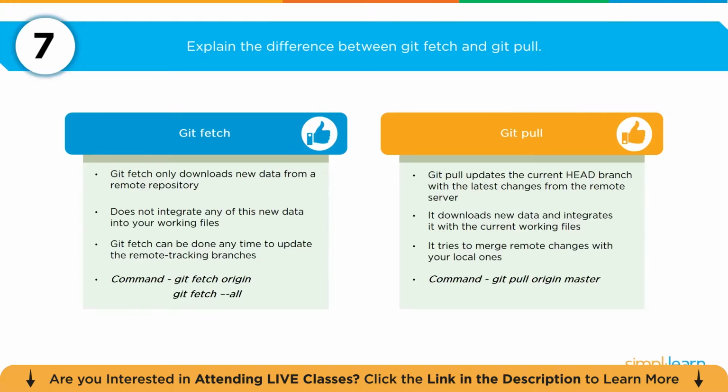In contrast, Git pull updates the current head branch with the latest changes from the remote server. So you get all of the files downloaded. It downloads new data and integrates it with the current working files you have on your system, and it tries to merge remote changes with your local ones.